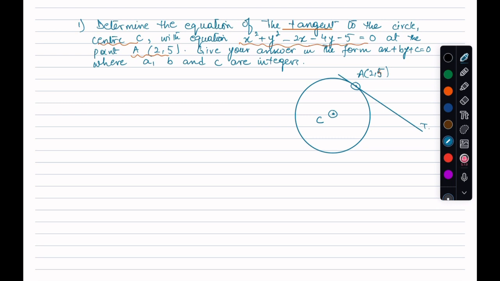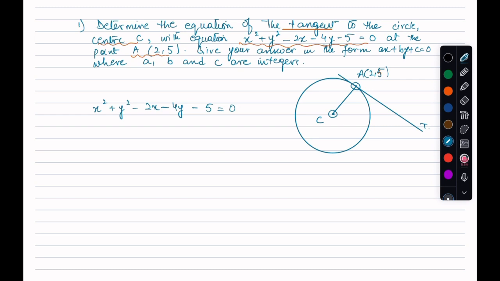The center is not known to us, but we know that the equation of the circle is x square plus y square minus 2x minus 4y minus 5 is equal to 0. So unless and until we know the center, obviously we cannot have the radius, and also we cannot have the gradient value as well. So these are the two things that we talked about when we have a tangent to the circle. So how to find the center?